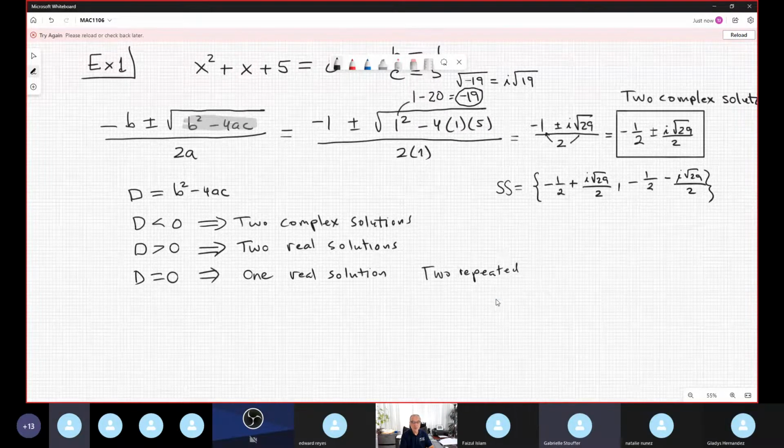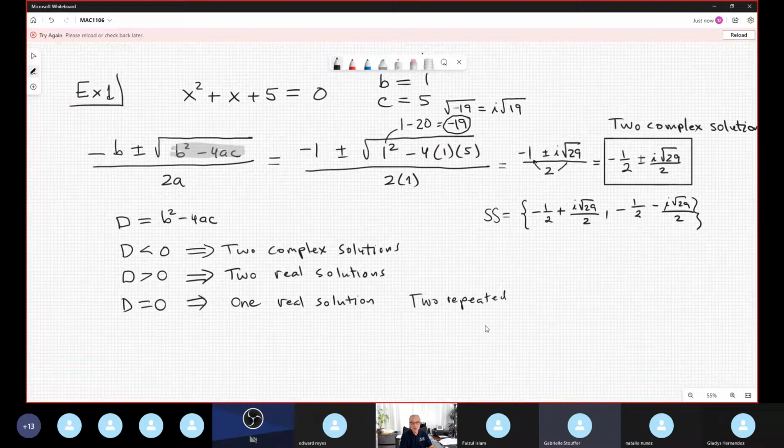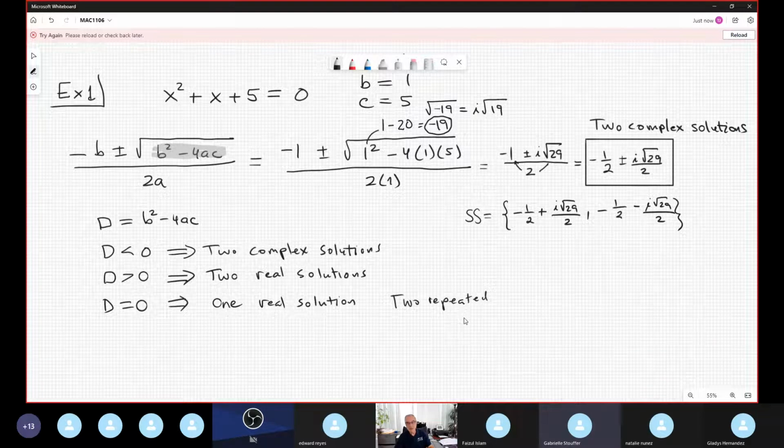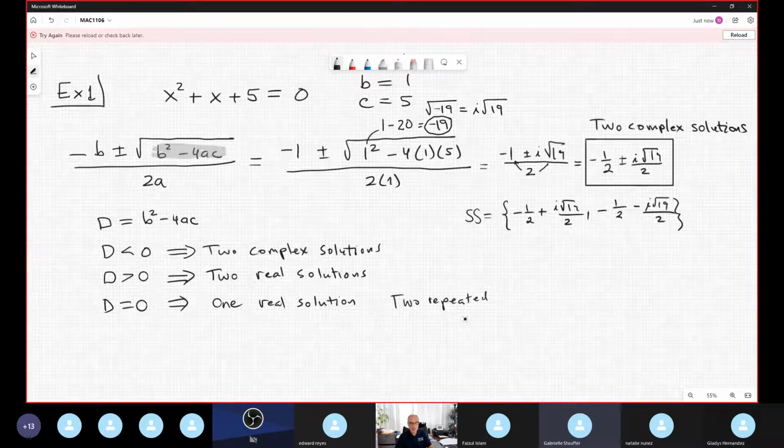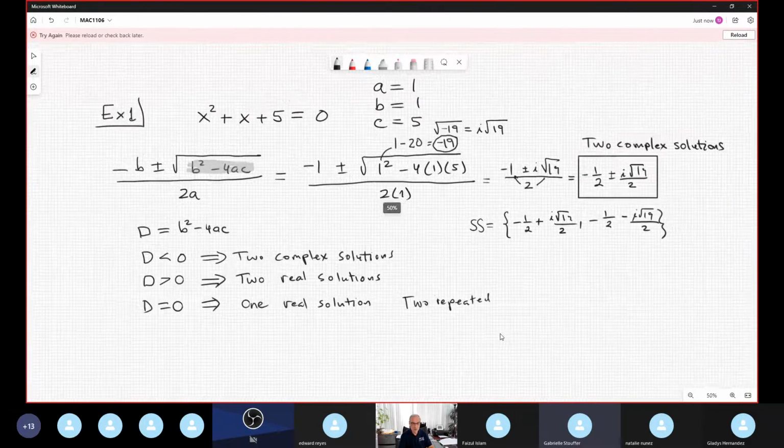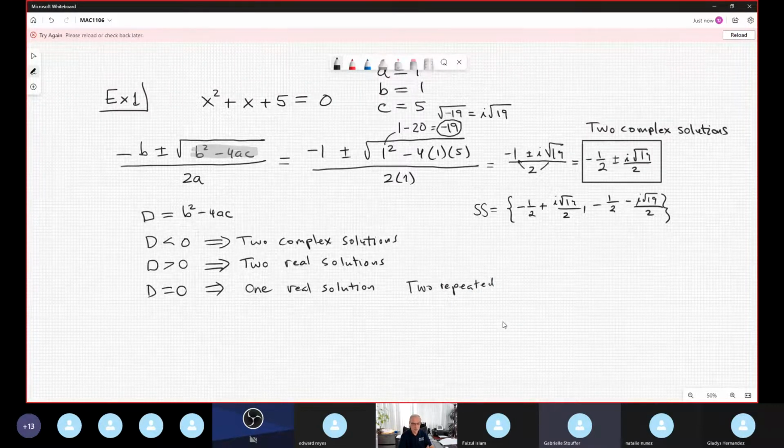Yes. Professor, isn't the 29 supposed to be a 19? Yes, I am crazy. Thank you. It's square root 19, 19, 19. I don't know exactly what my brain visualized, 29. So I appreciate it. I am human, guys. I am not a superhero. So I make a mistake. Every day I make a mistake.